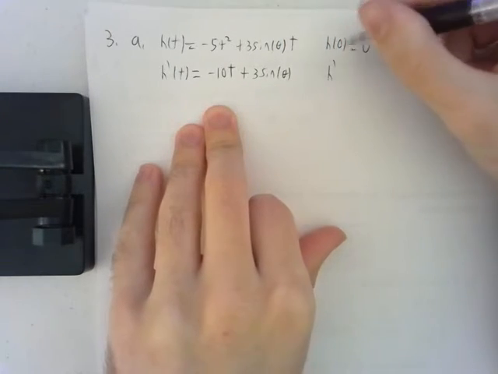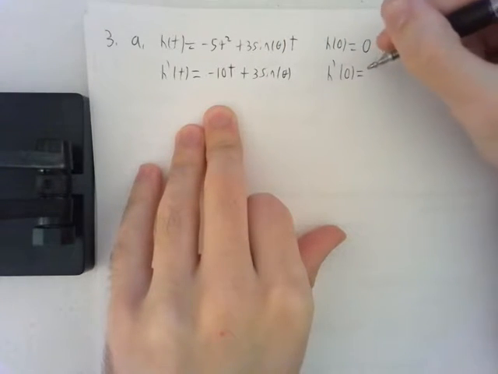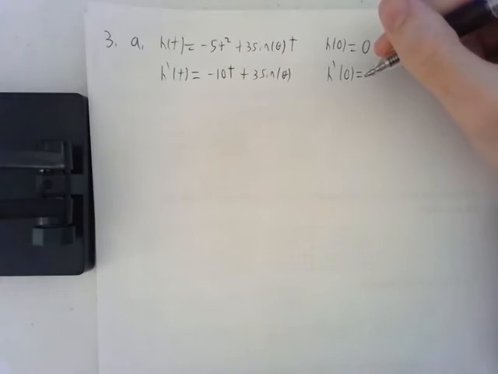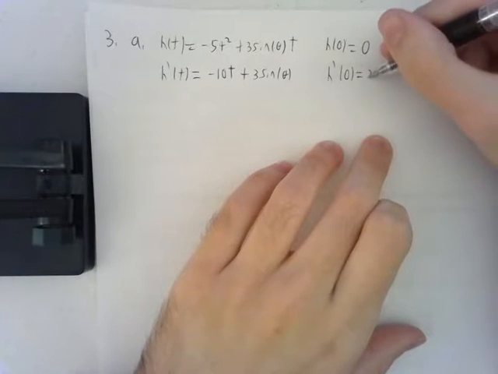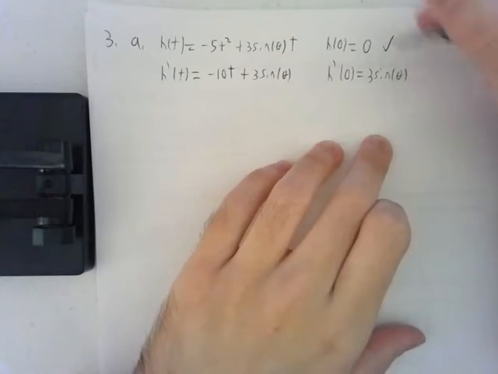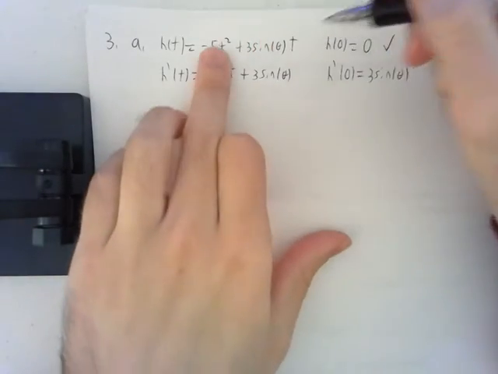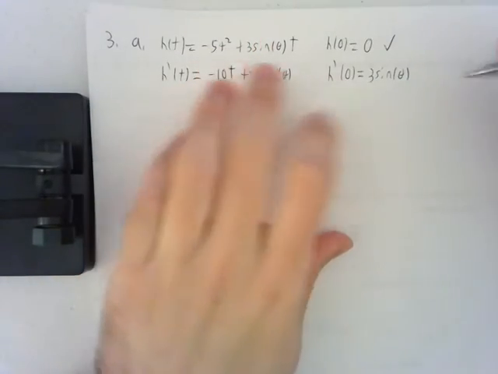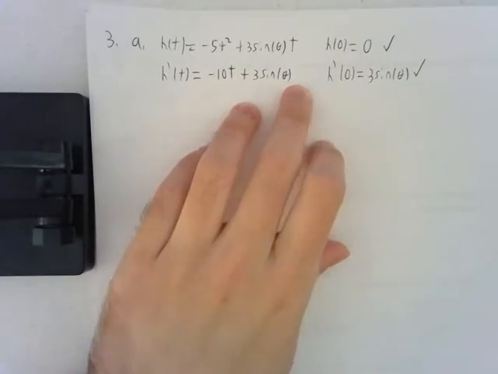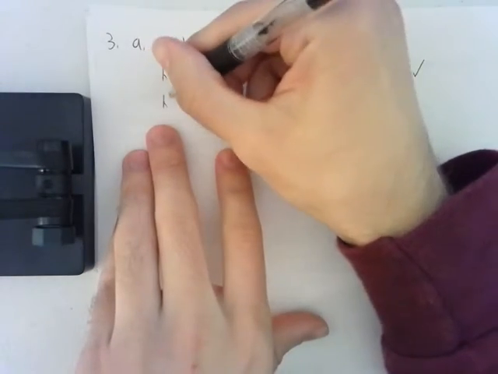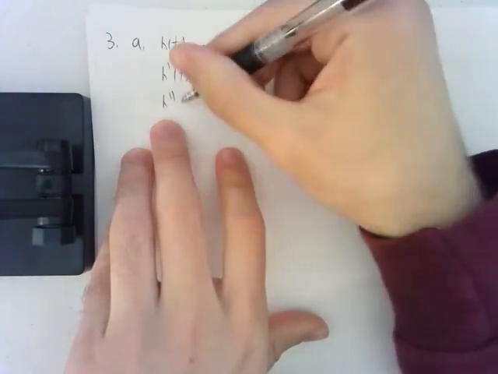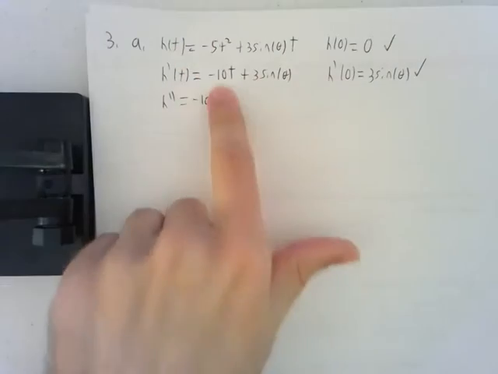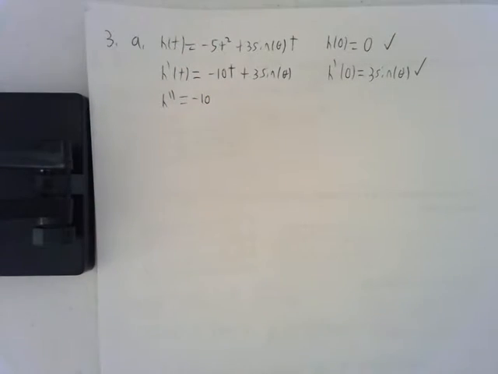And we can check that h prime of 0 is equal to 3 sine theta, because when we plug in t equals 0, this first term goes away and we're just left over with this. So it satisfies the second initial condition. The only thing left to check is to make sure that h double prime is equal to negative 10, and we can see that that is indeed the case from this formula.